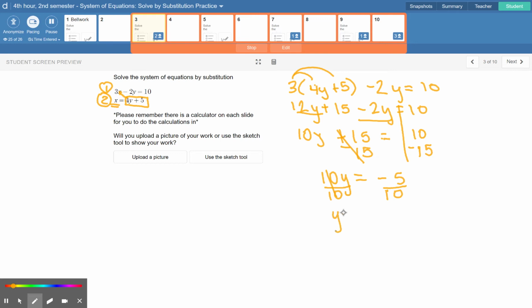Now it is okay that we're going to get a decimal. We're going to get a decimal of negative 0.5. Make sure you use the calculator if you need to. The calculator is located right here in the middle of your screen.